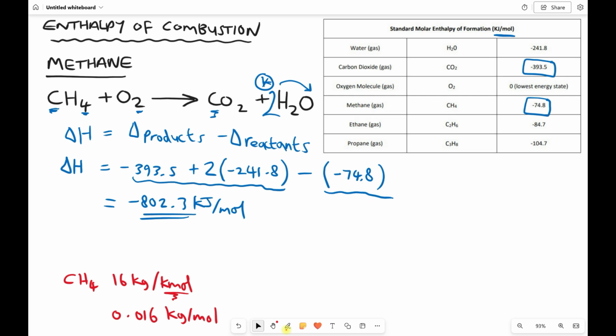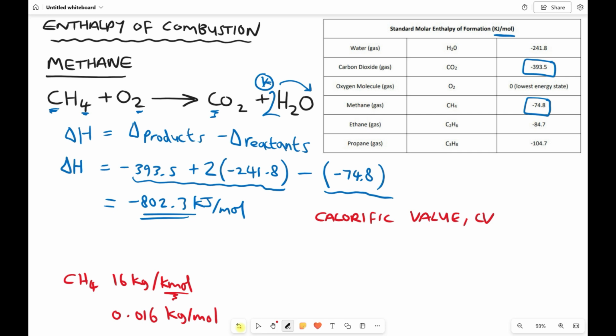A value that's useful for any fuels is known as the calorific value. And we'll abbreviate this to CV. Now we have calorific values for all different fuels. We have them for solid fuels such as coal, we have them for liquid fuels such as petrol or diesel, and in this case we have them for gaseous fuels such as methane, ethane and propane.